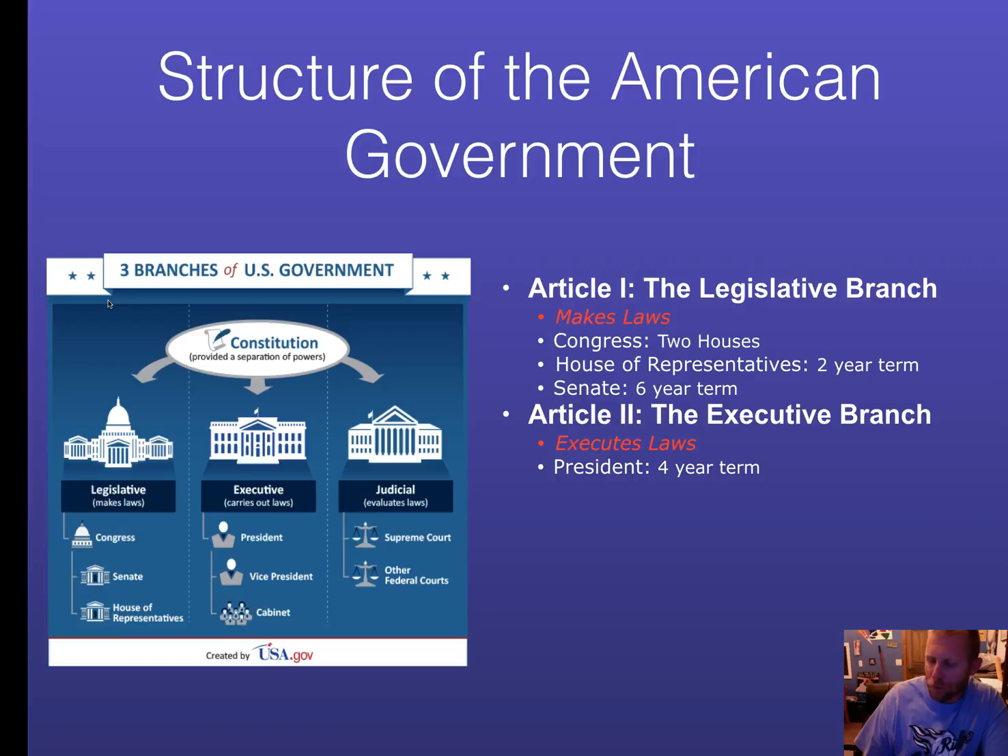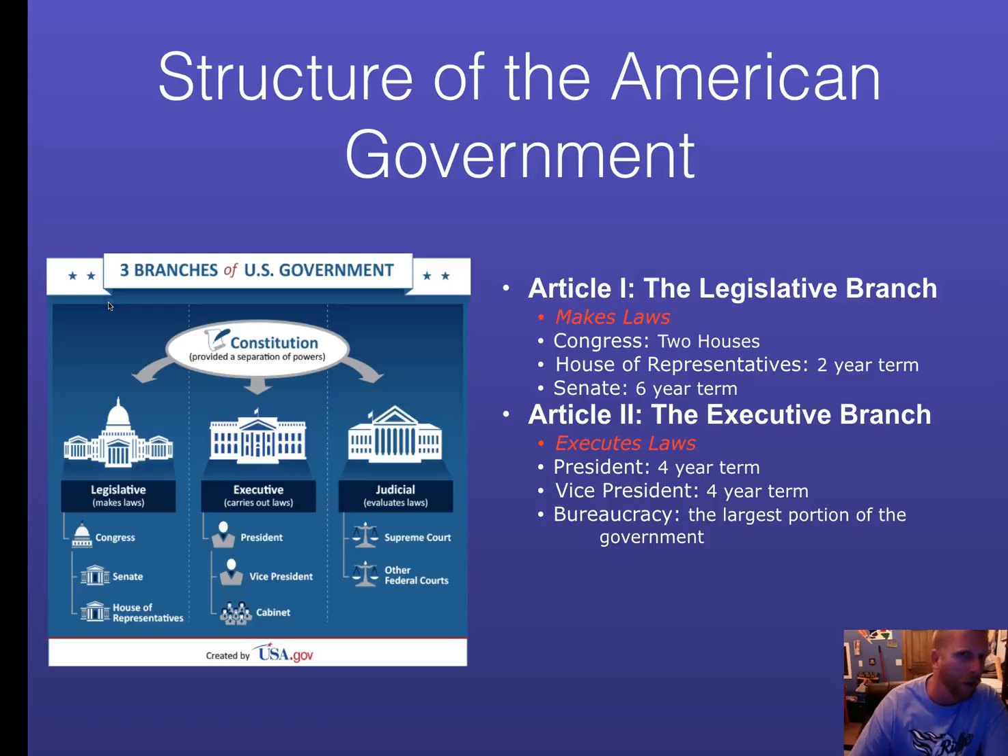Article 2, the executive branch, which enforces or executes the laws. You have the president, who serves a 4-year term along with the vice president. It also includes the cabinet and all the bureaucracy, all the entities and agencies that carry out the functions of the government: the FBI, the military, the CIA, the police officers, even teachers. We are functions of state governments. We're part of the executive branch.